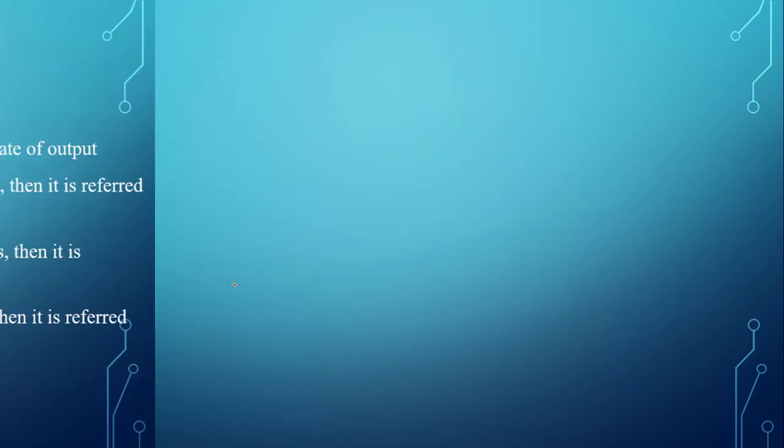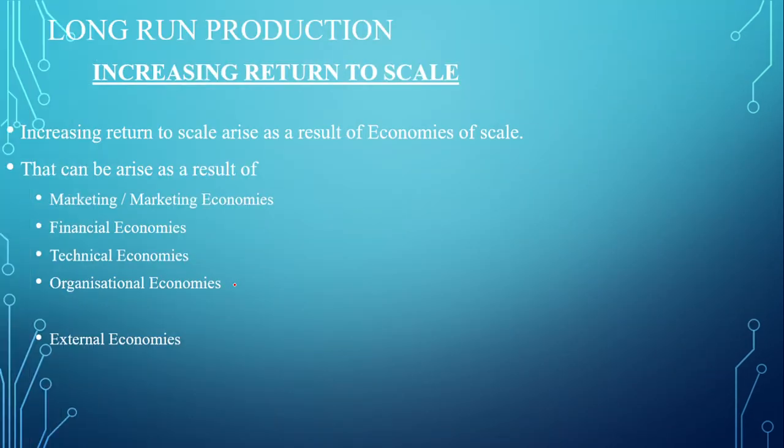Clear? Now we are going to study the reasons behind increasing return to scale. We say increasing return to scale arises as a result of economies of scale. What does economies of scale mean? It gives some benefit to the organization. For example, marketing economies, financial economies, technical economies, and organizational economies. Let's discuss them one by one.